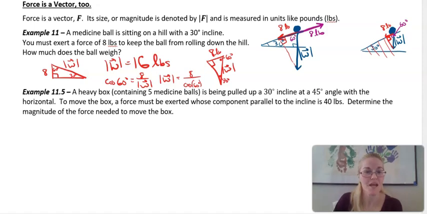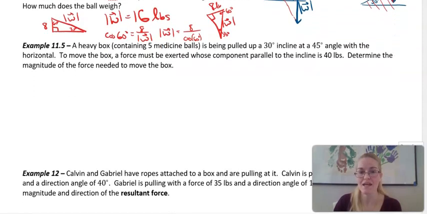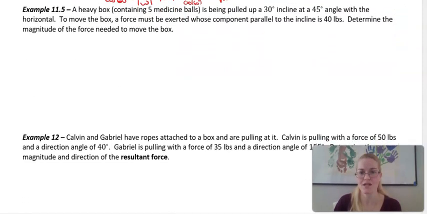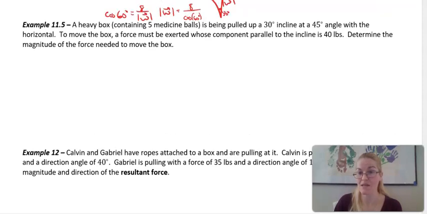Cool. All right, so a heavy box containing 5 medicine balls is being pulled up a 30-degree incline at a 45-degree angle with the horizontal. So now what does that mean? Again, it's same but different.